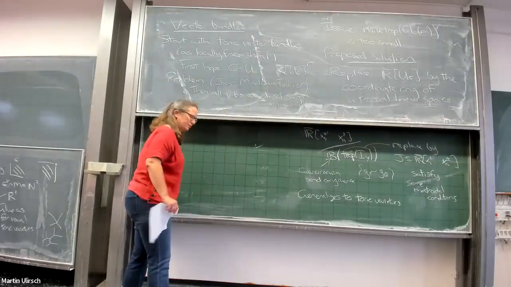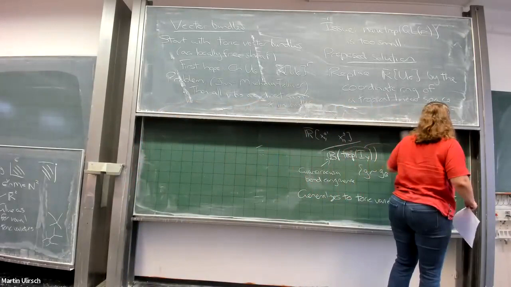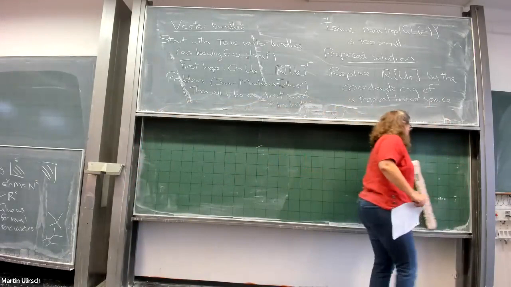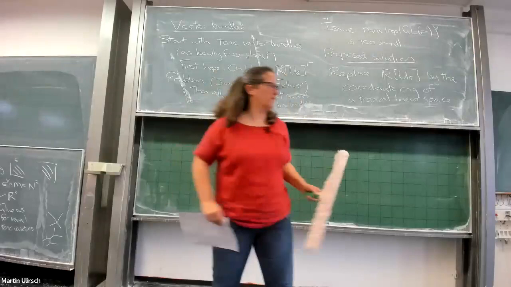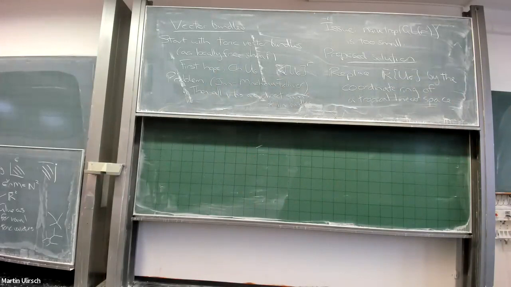For those of us who think about toric vector bundles, would this be like insisting that your valuated matroid was just one basis, and so your bundle splits? Well, if your bundle splits, then it is a direct sum of line bundles, and we're okay, yeah.